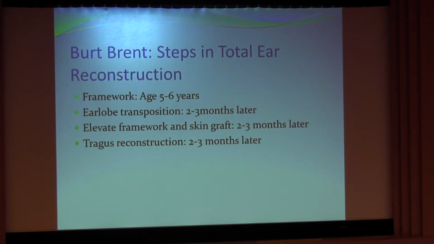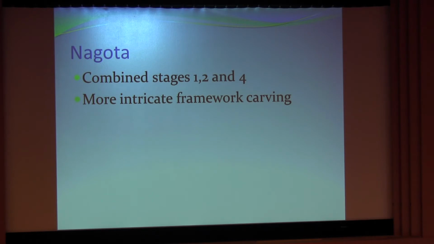Bert had steps in his total ear reconstruction spread over a year, but there were basically 4 stages. First, the framework, then the earlobe transposition, then elevate the framework, and then the tragus reconstruction. Nagata combined stages 1, 2, and 4, and had more intricate framework carving.